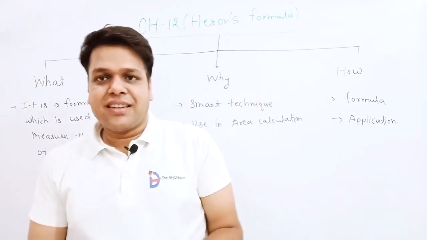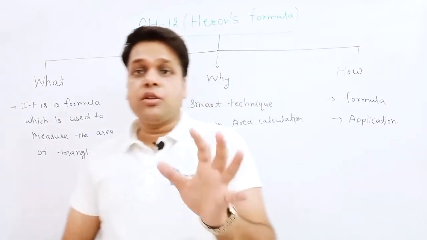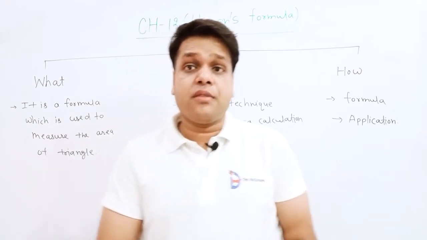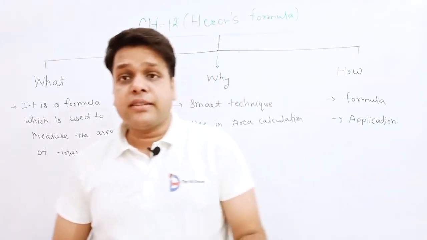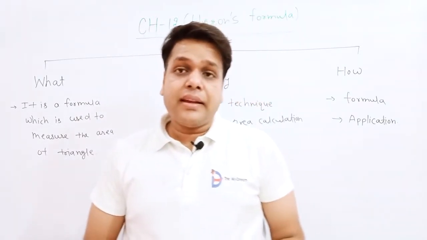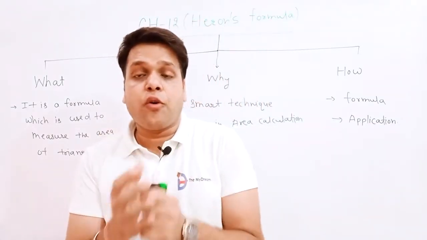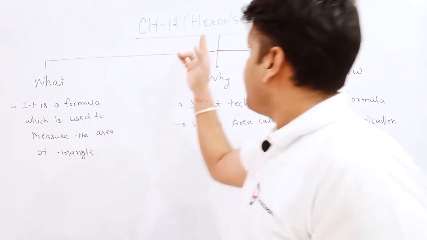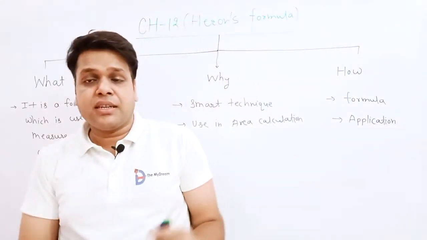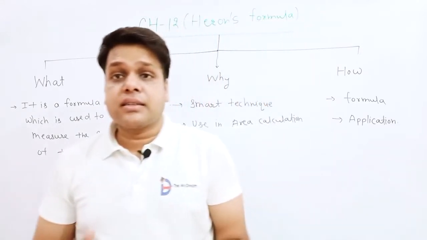So guys, now we are moving towards the next chapter, whose name is Heron's Formula. This is a new chapter for all of the students who are pursuing class 9. And the name itself says we will discuss a formula, and the word Heron means it is given by the mathematician Heron. Now why are we discussing this chapter?